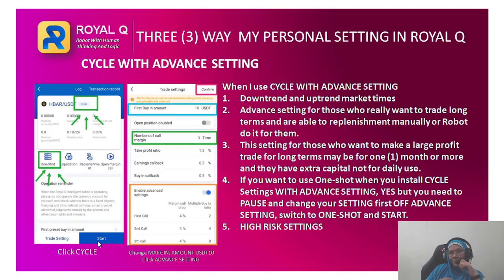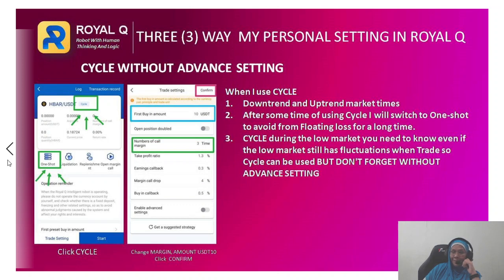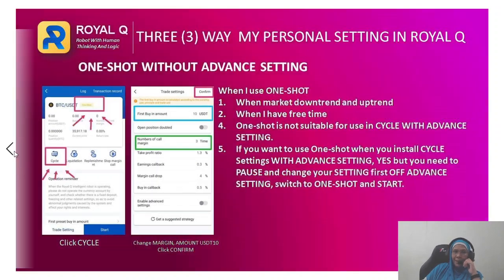All right, so I hope it is clear, and this is my explanation for this afternoon regarding my own personal setting in RoyalQ, and I hope all of you can try. But my suggestion for all the new people, the newbie, please use this one: cycle without advanced setting. If you scan, you use one shot without advanced setting.